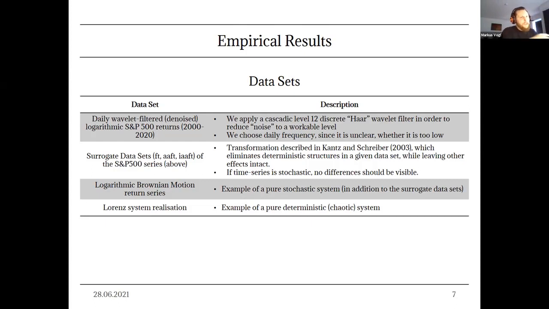In order to be really, really sure about this differentiation, we used the Brownian motion realization as an example of a pure stochastic system. And we used a Lorenz system as an example of a pure deterministic and chaotic system where you know the initial equations. So we compare our denoised data sets with the same data set, just minus determinism, true stochastics, and true deterministic chaos in order to be sure.